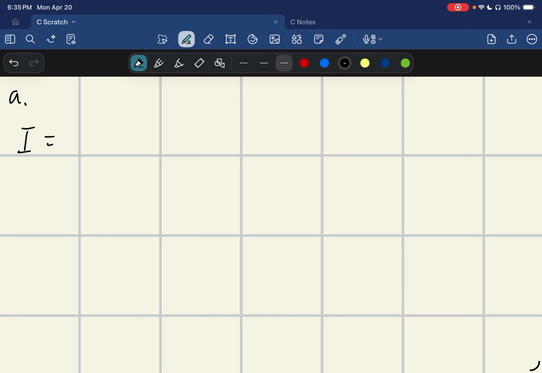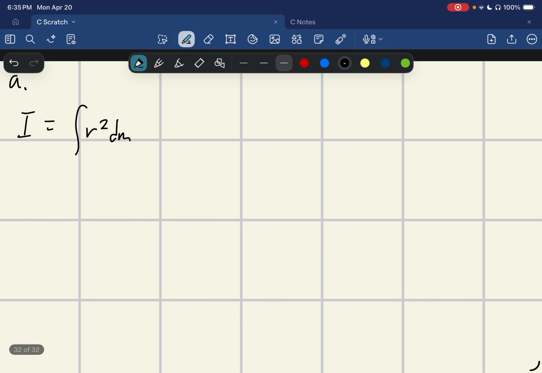is equal to the integral of r squared dm. And since this is a solid cylinder, we know we would use rho and volume. So we know that rho is equal to m over v. And then we know that volume in this case is just area times your height. And the area of this would be pi r squared, multiplied by L as your height.